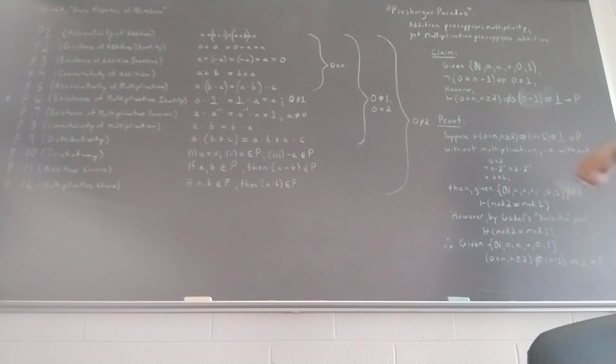If you could do that, then given this model of Peano arithmetic, namely given a system allowing multiplication, it could be proven that mod 2 is equivalent to mod 1, meaning it could be proven that binary arithmetic doesn't make any sense. However, of course, by Gödel's dialectica proof and many other proofs of the consistency of Peano arithmetic, it cannot be proven that mod 2 equals mod 1. Therefore, given this model of Presburger arithmetic without multiplication, it must be the case that contradictory statements of the form 0 equals n for n greater than or equal to 2 do not imply 0 equals 1, and therefore do not imply logical explosion.